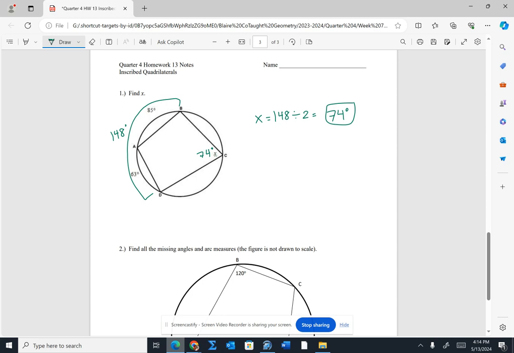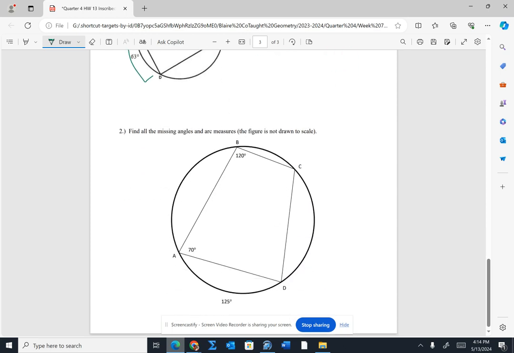So we can use that idea to work through an entire quadrilateral. So first, I am going to look at this 120 degree angle here and this arc that it intercepts. So 120 is the inscribed angle, so I'm going to double it and get 240 degrees. So when I'm trying to calculate how much is left over for CD, I can do 240 minus 125, and I'm left with 115 degrees.